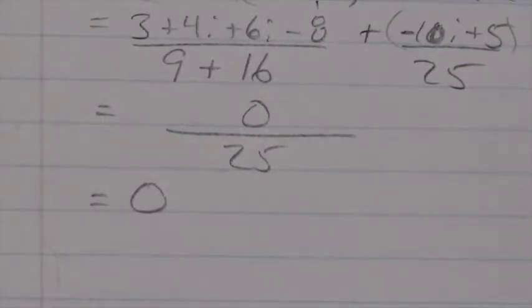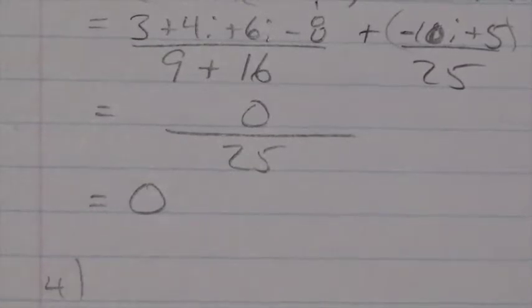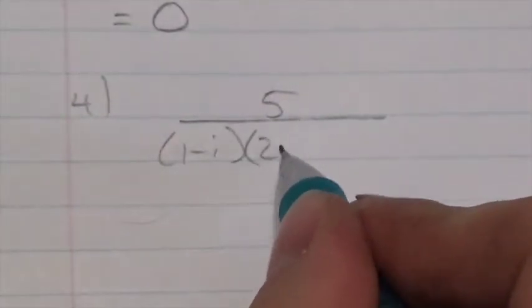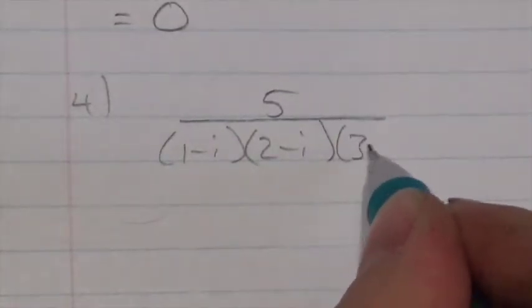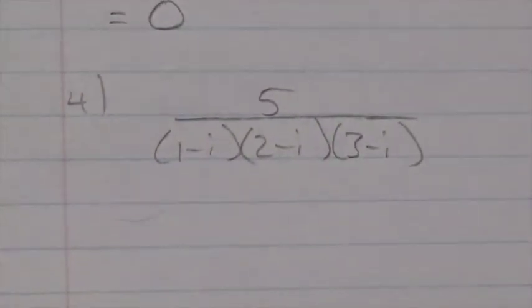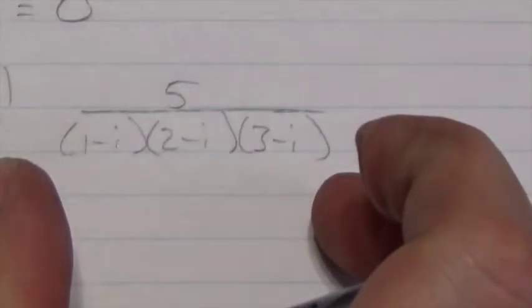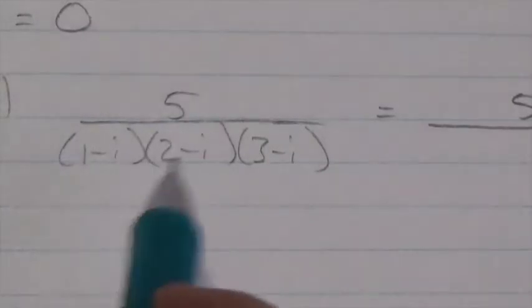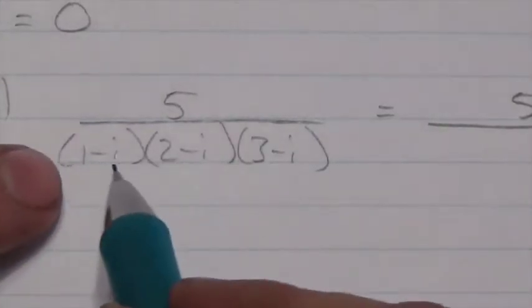Let's try another one here. Number 4. Let's see what happens. Let's say I've got 5 and I divide this by 1 minus i times 2 minus i times 3 minus i. Let's see what happens when I do that. So I've got some multiplication down here in the denominator and then some overall division right here. So what I would do here, I'm going to ignore the numerator for now. I would just multiply 2 of these together right now. So let's just deal with that.